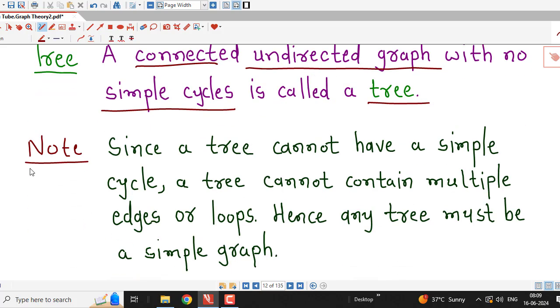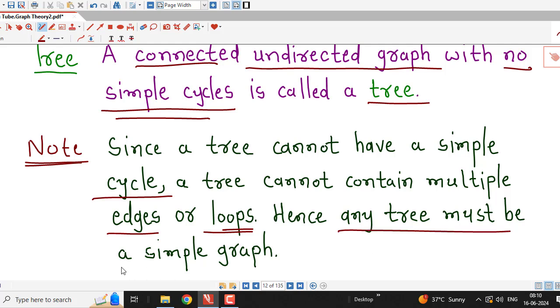Now we consider this remark that a tree cannot have a simple cycle. By the definition, a tree must have no simple cycles. Therefore, a tree cannot contain multiple edges or parallel edges or loops. Hence, any tree must be a simple graph. Every tree is always a simple graph because it must not contain simple cycles.